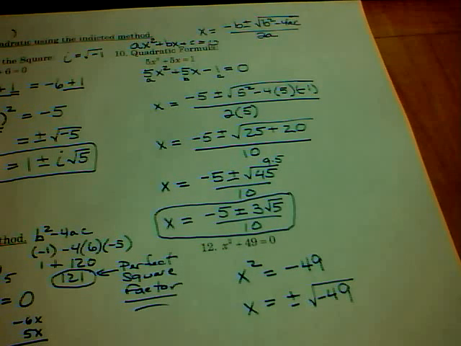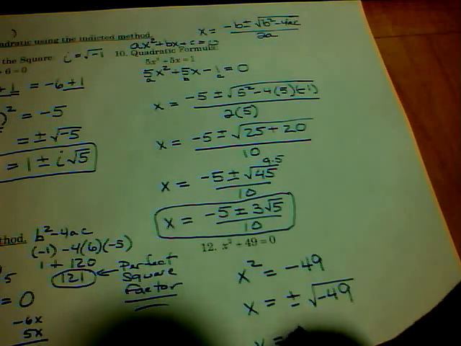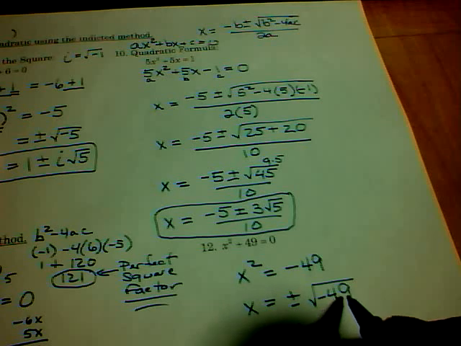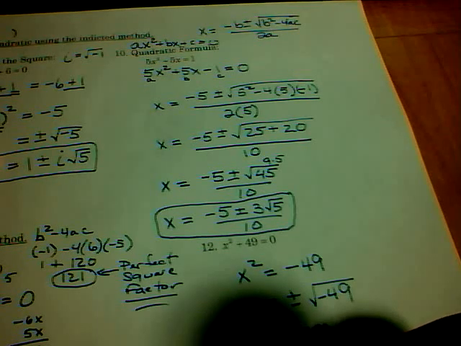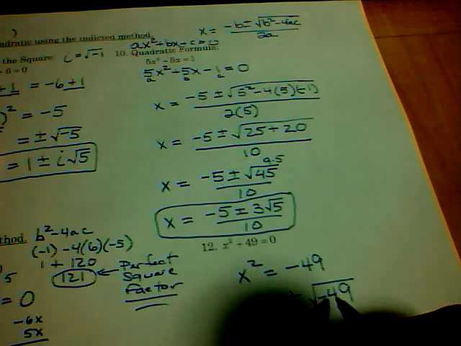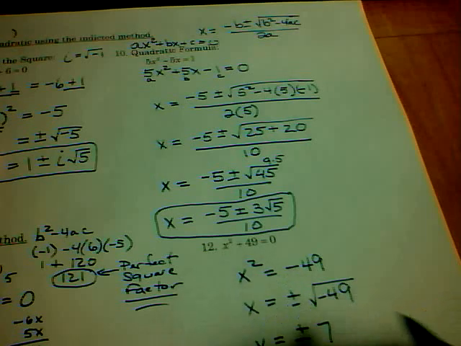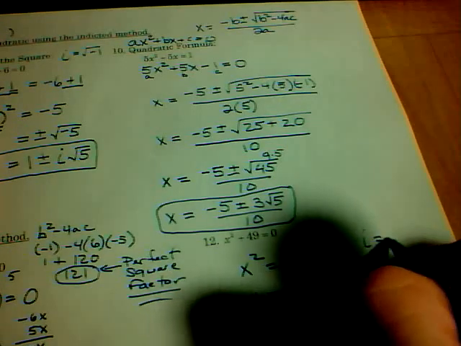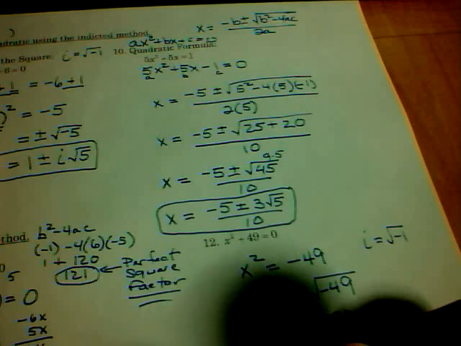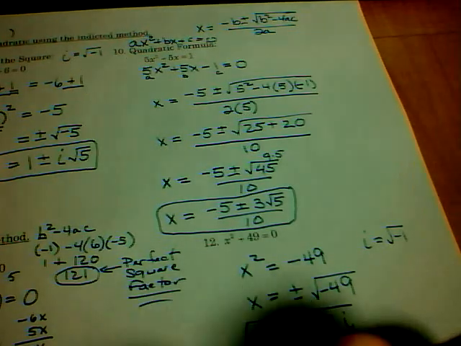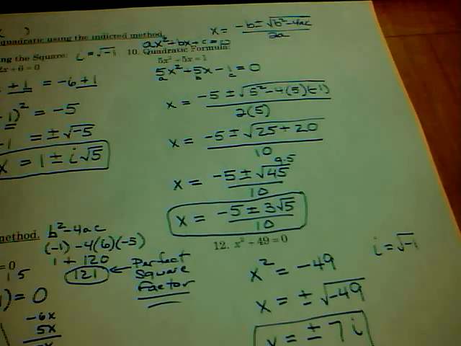And oh, this looks very nice. We're going to have plus or minus the square root of 49. Positive 49 we know is 7. And again, because there's a negative out in front, we know i equals the square root of -1. So this is going to be plus or minus 7i. Okay? So there's problem number 12.